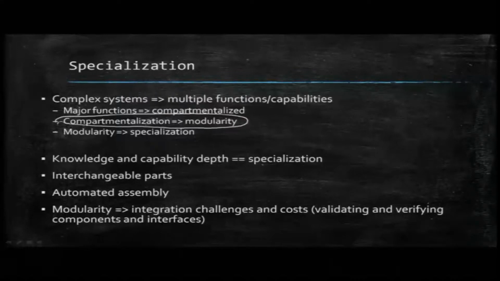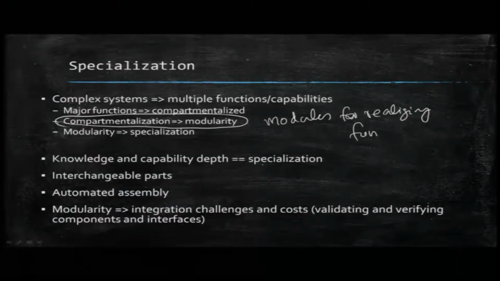Compartmentalization is usually achieved through something called modularity. You make things modules for realizing functions. So when you have modularity, then specialization is realized through modularity.